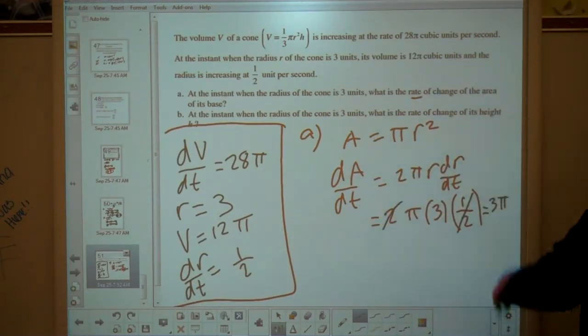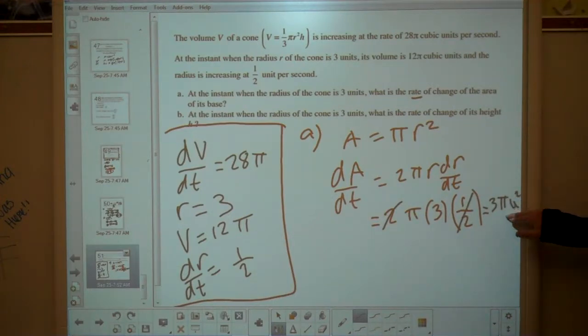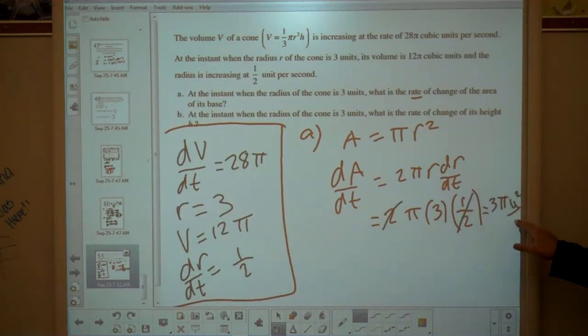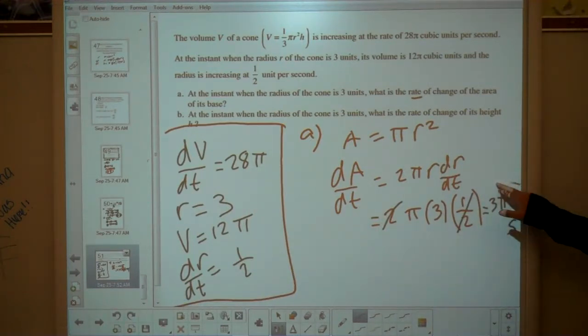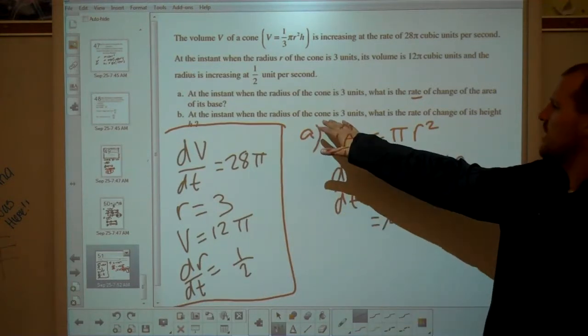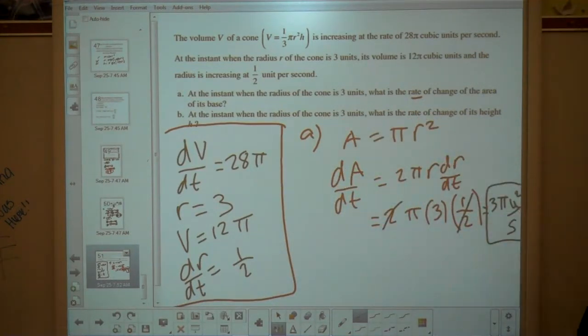They told me it's units, so that would be units squared. And it's a rate over time, and the time unit in this is seconds. So unit squared per second. Okay, that's part A, and part A is all done now. Let's go to B. At the instant when the radius is 3, what's the rate of change of the height?